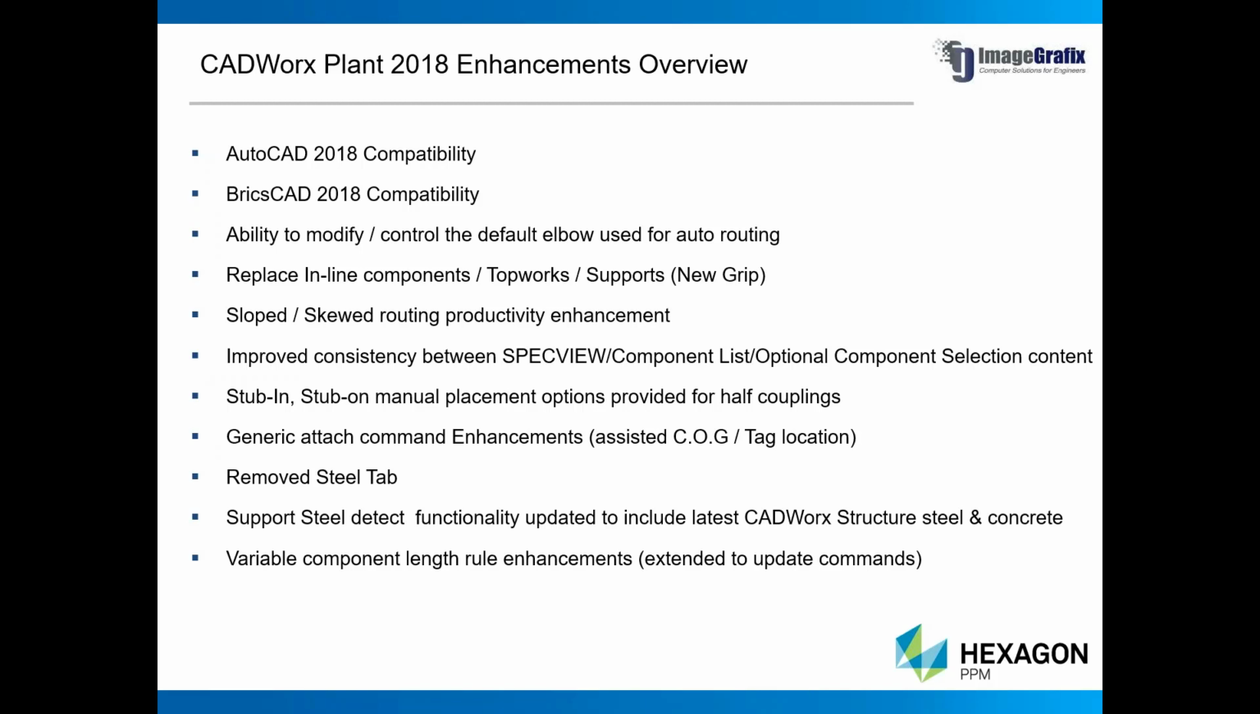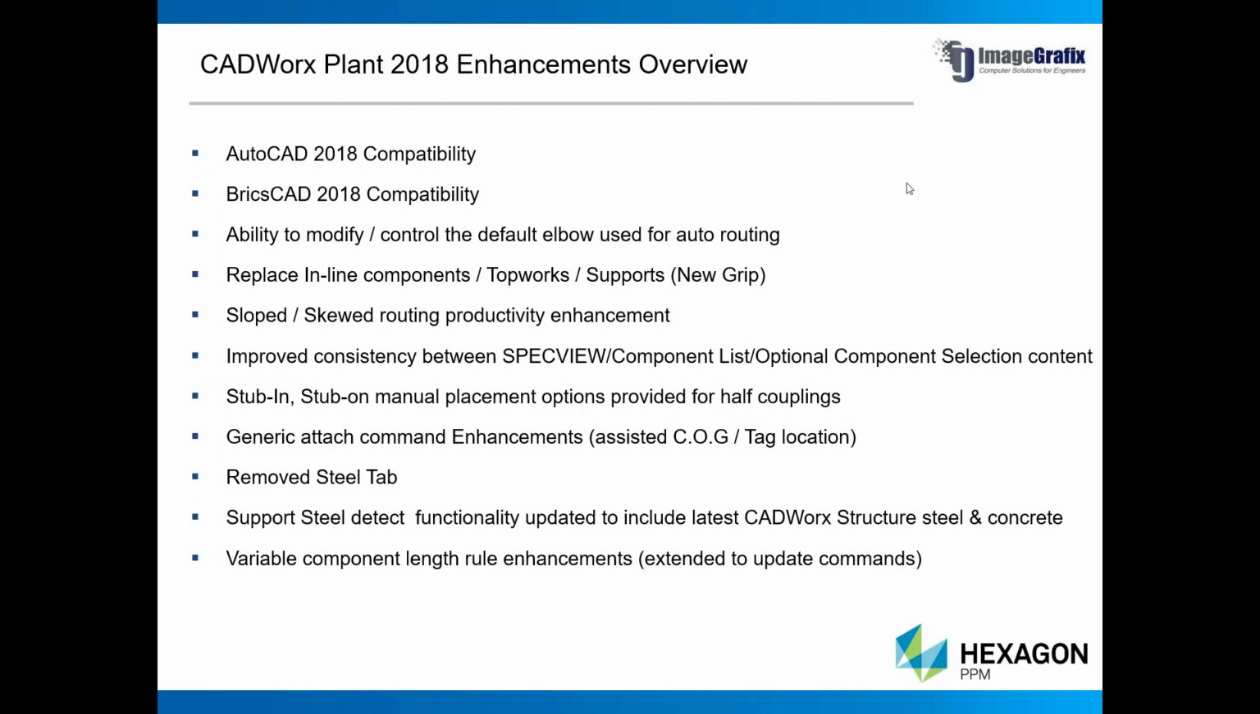Support steel direct functionality is updated to include the latest CADWorx steel and concrete, that is CADWorx Structure. When you are using components like steel and concrete from your structure and placing your pipe support, the steel direct option will help you do so. Variable component length rule enhancements are extended to update commands.